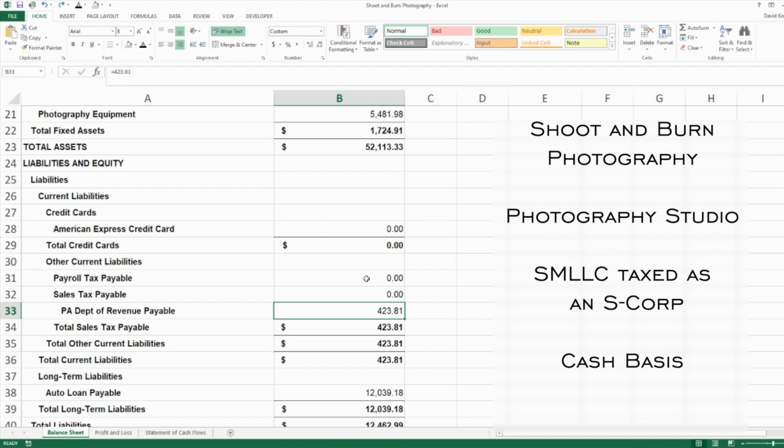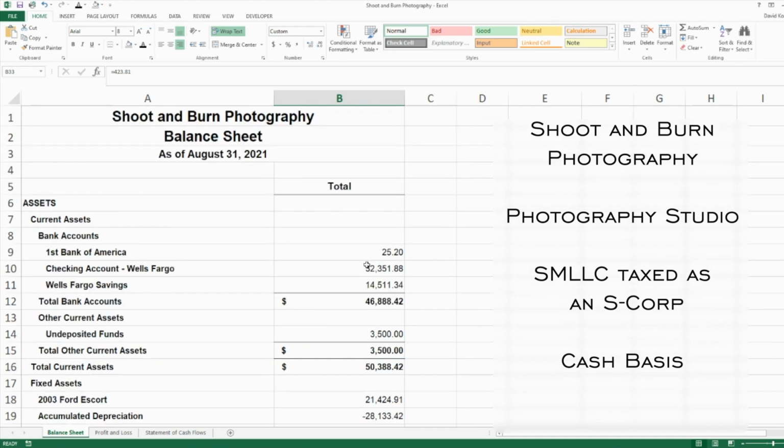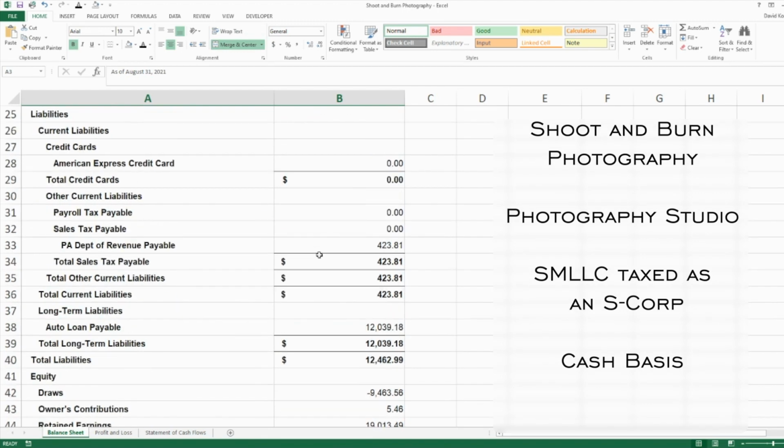And then there's a section for sales tax payable. So sales tax payable represents items that were invoiced to clients. For an example, maybe the charge was $100 and in PA, there's a 6% sales tax. So that $6 that you receive, when you receive it, would go into this PA Department of Revenue payable, increasing your liability because you collected that $6 from the customer, but you actually owe it to Pennsylvania. So you need to keep that on your balance sheet because you need to know how much you need to hand over to Pennsylvania when it's time. So in total, this taxpayer owes $423.81 to Pennsylvania. And again, that's as of August 31st, 2021.